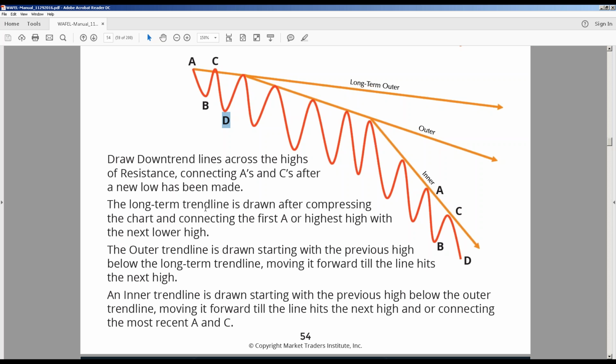made. A long-term trend line is drawn after compressing the chart and connecting the first A or highest high with the next lower high. The outer trend line is drawn starting with the previous high below the long-term trend line, moving it forward till the line hits the next high. An inner trend line is drawn starting with the previous high below the outer trend line, moving it forward till the line hits the next high and or connecting the most recent A and C.